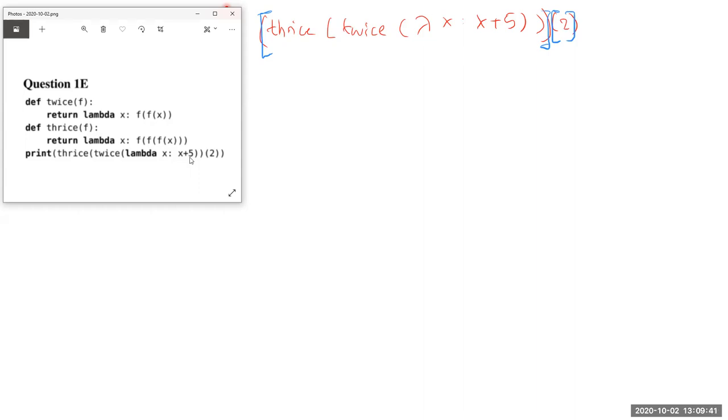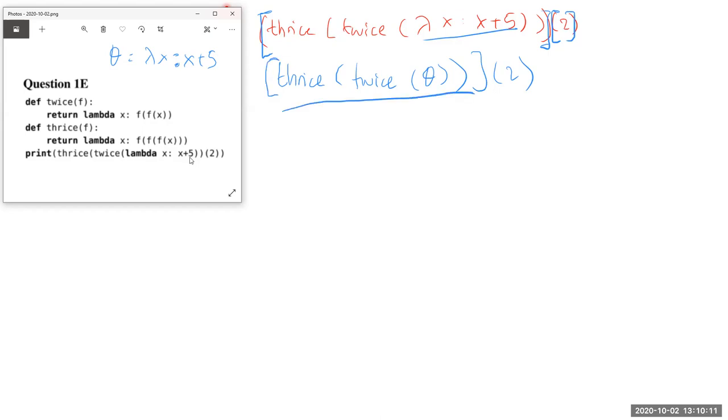As usual, you can see that there's something quite complicated here, so I'm going to replace that with a value: theta is lambda x equals x plus 5. So now we have thrice, twice, theta. As usual, we evaluate this part first: thrice, twice. Even though we go left to right, if there's something like this, we go from the inner brackets to the outside. So twice returns lambda x, f f x, so it's going to be lambda x, theta, theta, x.